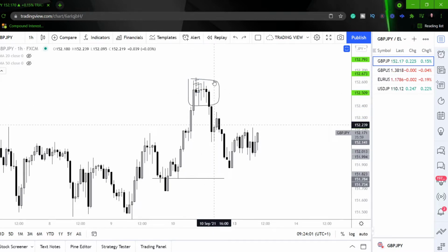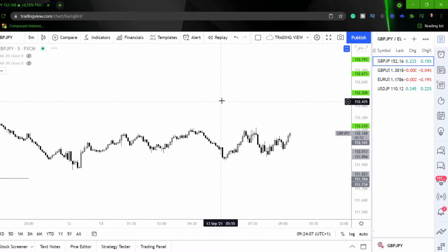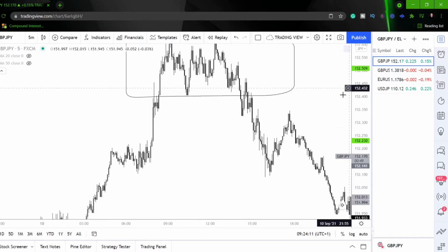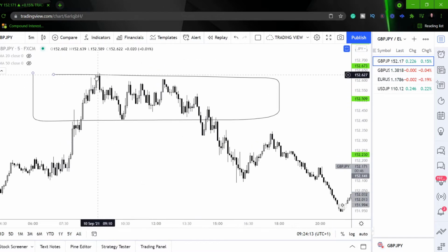Now, unless you're sort of well versed in the Forex market, it's quite hard to see on this time frame, but if we was to drop down to a 5 minute, you can see this accumulation take place, right?